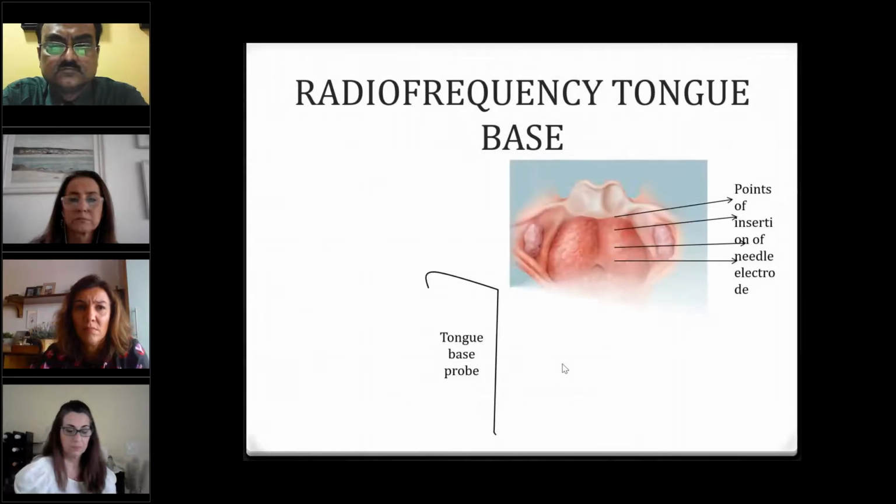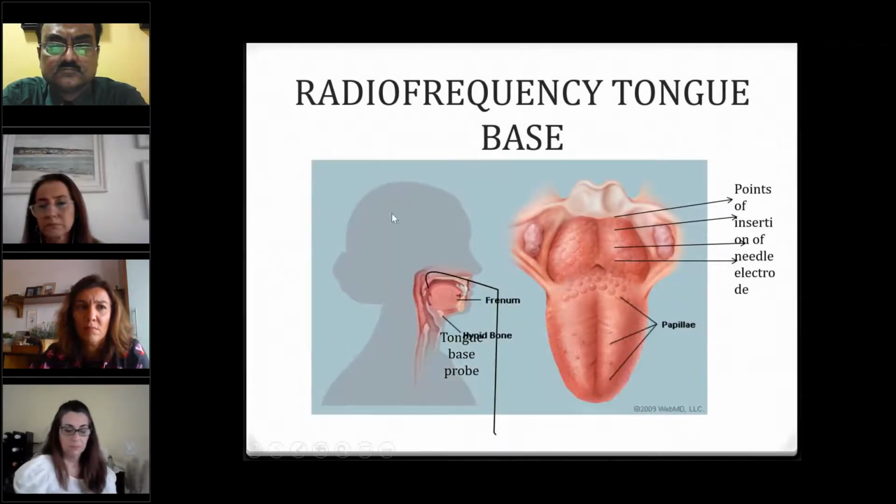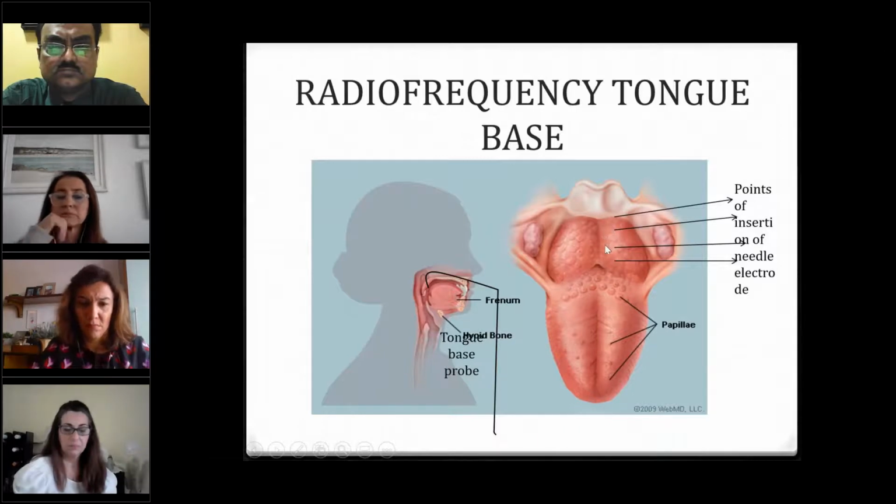So radio frequency tongue base, which are the points where you give energy. Here, these are the points of insertion of needle electrodes, behind the circumvallate papillae, the posterior part, and a little laterally, but not too lateral, to avoid the lingual neurovascular bundle. So close to midline, but here, points of insertion of needle electrode.